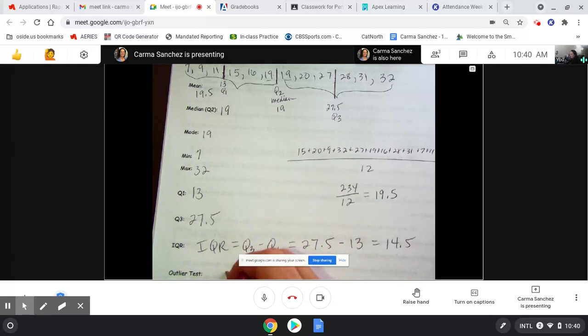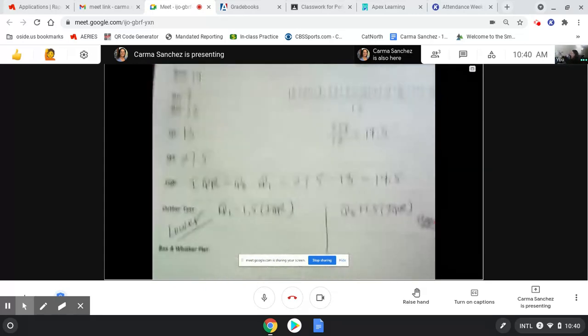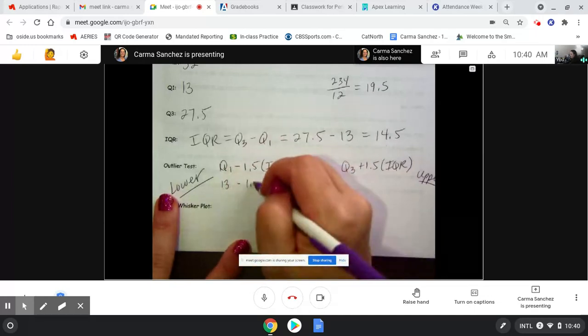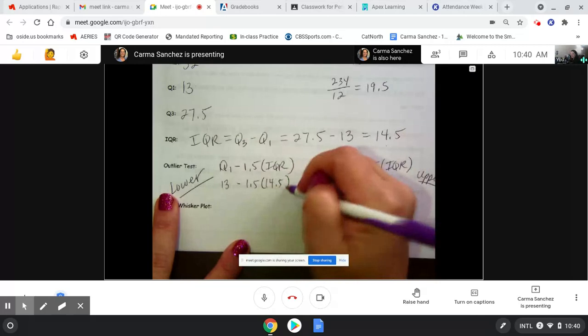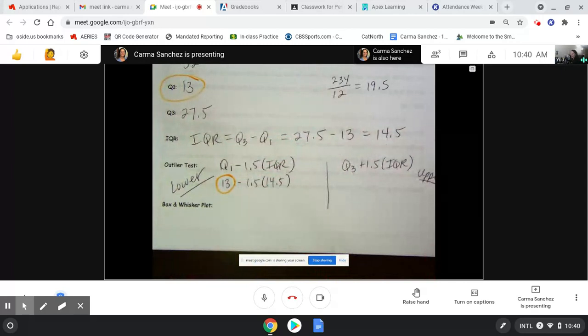So remember that you've got these formulas written down. It's Q1 minus 1.5 times the IQR. That's our lower cutoff for the outlier test. And then we've got Q3 plus 1.5 times the IQR, and that's our upper outlier test. All right, so plugging in Q1 is 13 minus 1.5 times the IQR. Where did these numbers come from? Here's my Q1. The 1.5 times is part of the formula, and here's my IQR.